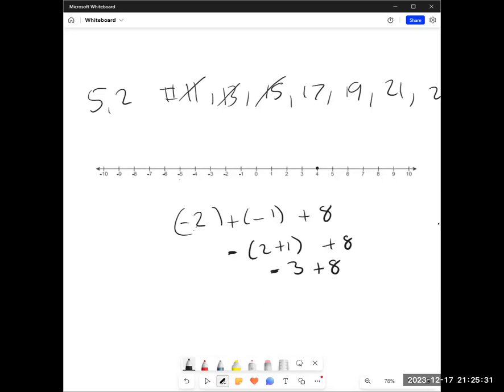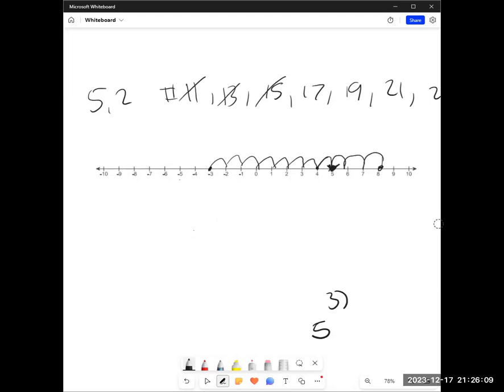Then I have unlike signs here. So I'm going to have to keep the sign of the bigger one, which is positive, and then find the difference here. And 8 minus 3 is going to be 5. And if I had started at -3 and moved 1, 2, 3, 4, 5, 6, 7, 8, I would have gotten to 5. Or if I had started at 8 and moved 3 in the negative direction, I would have also gotten to 5. It does not matter because addition is commutative, meaning I can add 2 plus 3 or 3 plus 2 to get 5.